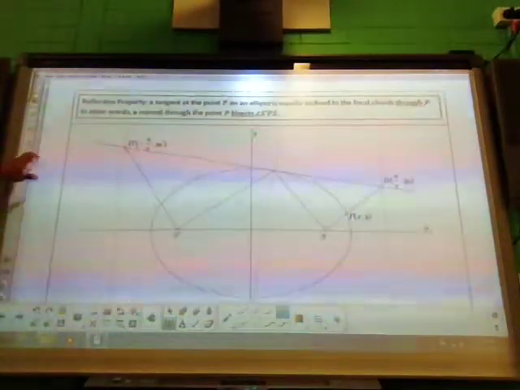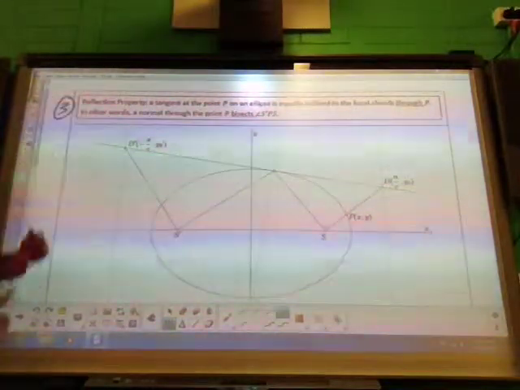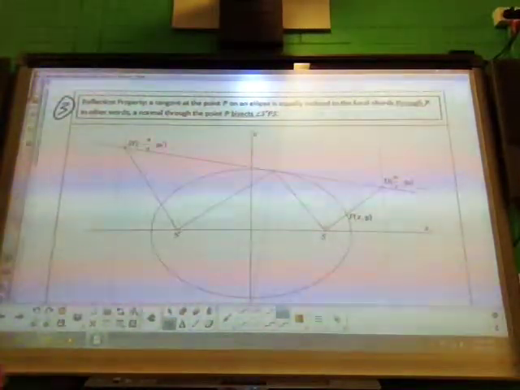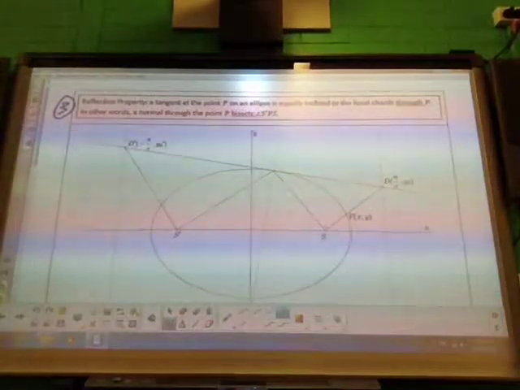Alright, so number 3, reflection property. You've probably heard about this in your physics already. No?